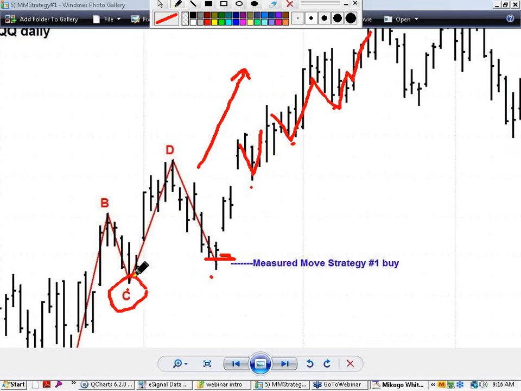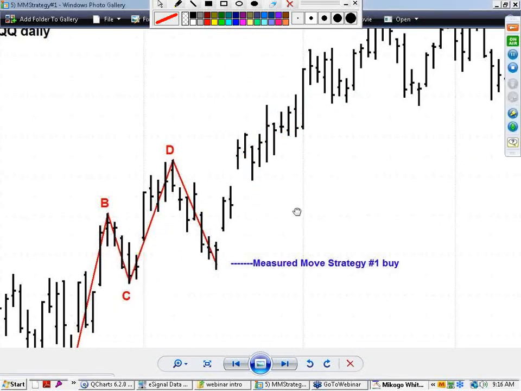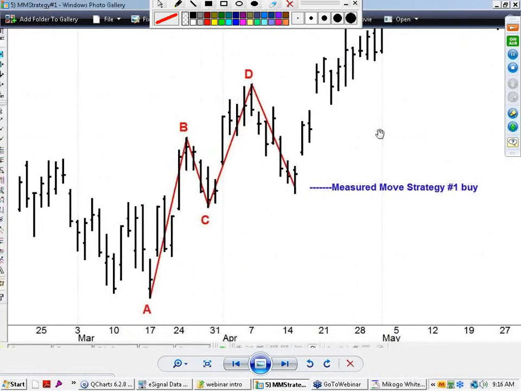Point C. Once point C starts out as a shallow retracement in the new direction, it is deemed a strong move in the new direction. Okay, that's measure move strategy number 1. Now, what if point C starts off not as a shallow retracement, but a deep retracement?